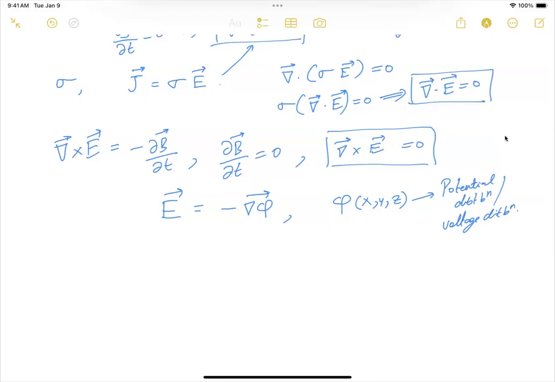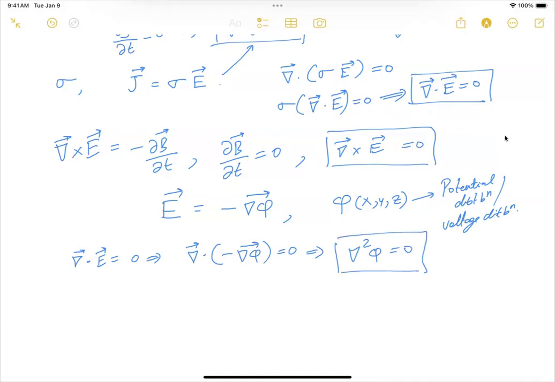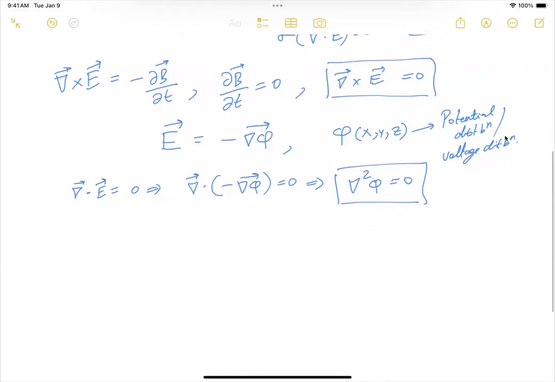So if I now substitute this form of the electric field in the original governing equation, which is del dot E is 0, it becomes del dot negative gradient of phi is 0, which becomes the Laplacian of phi is 0. So the governing equation that determines the voltage distribution or the potential distribution inside this voltage plane is basically the Laplacian, subject to a certain set of boundary conditions.